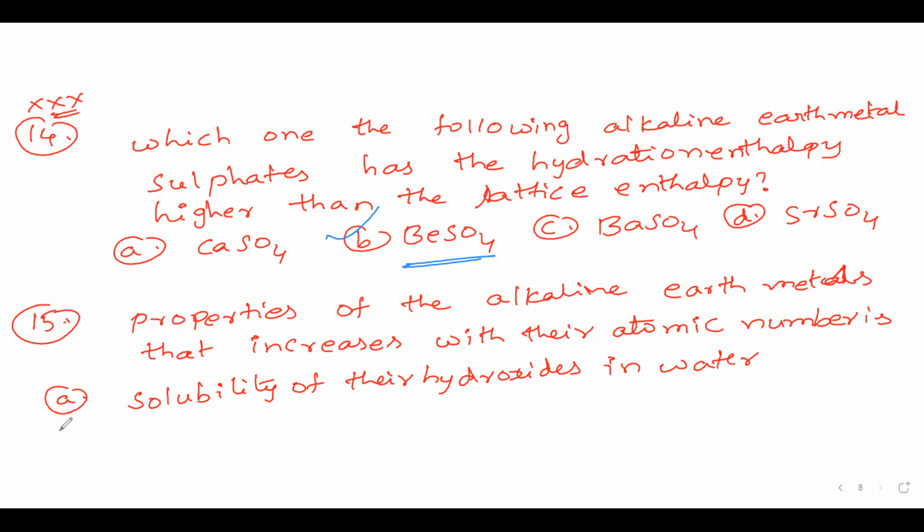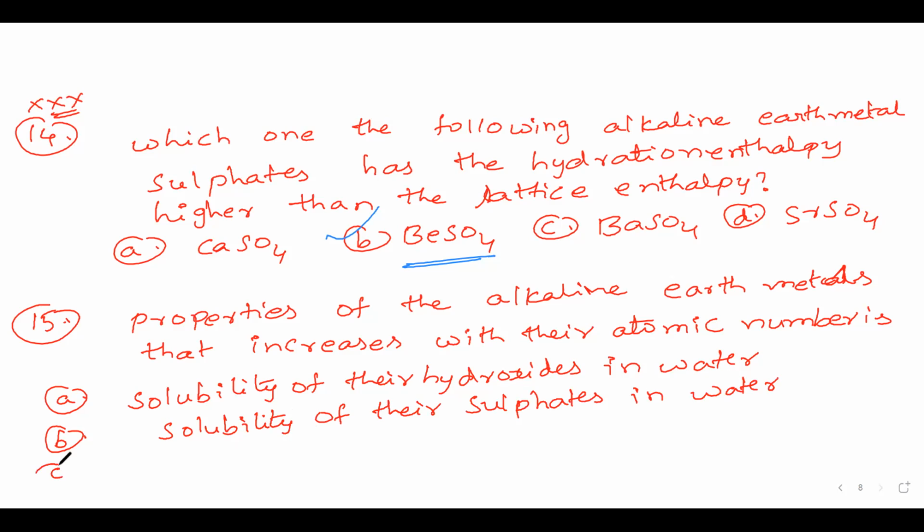Option B, this question is also very important. Option B, solubility of their sulfates in water. Option C, ionization energy. And option D, electronegativity. They are asking increases, not decreasing.